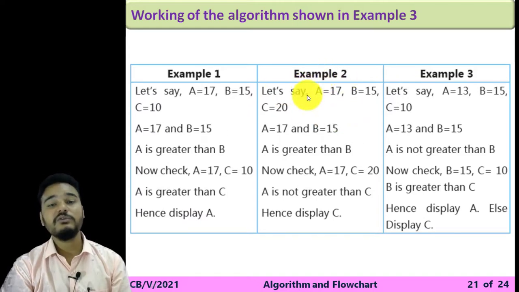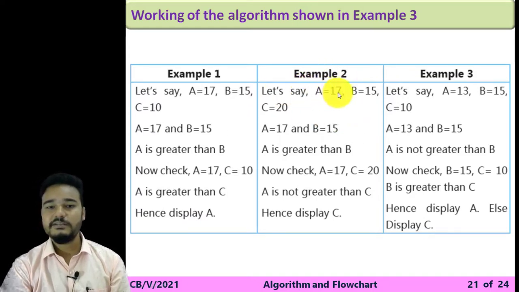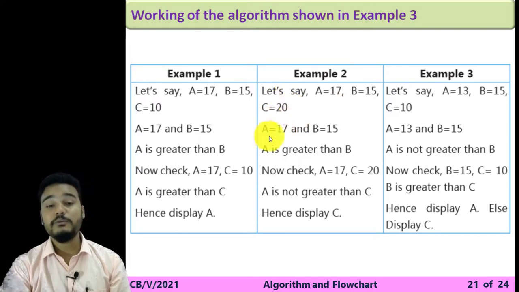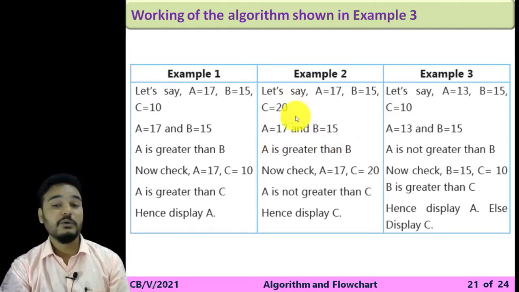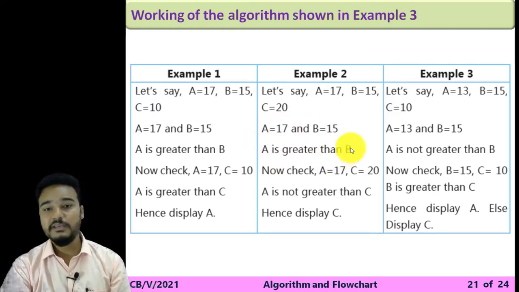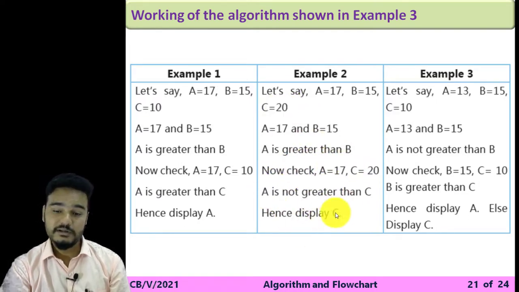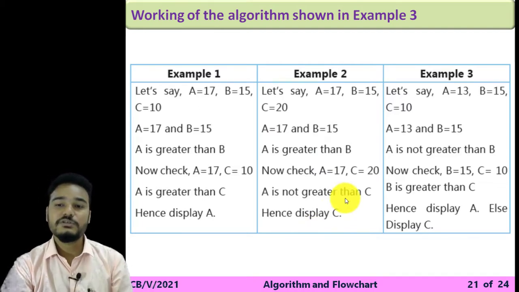So here we have another three numbers. A is 17, B is 15, but here C is 20. Now what will we do? Compare A and B. 17 and 15 we will compare. A is greater, so A goes ahead from here and B is cut off. Now compare A with C. C is 20, so A is not greater than C. So what will happen? C is greater than all of these.